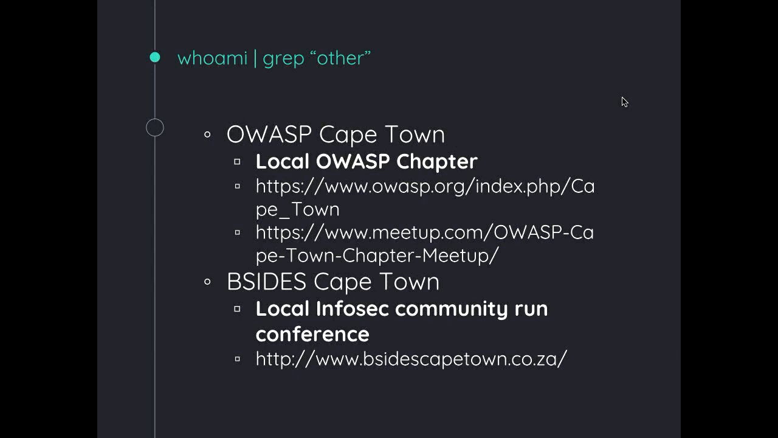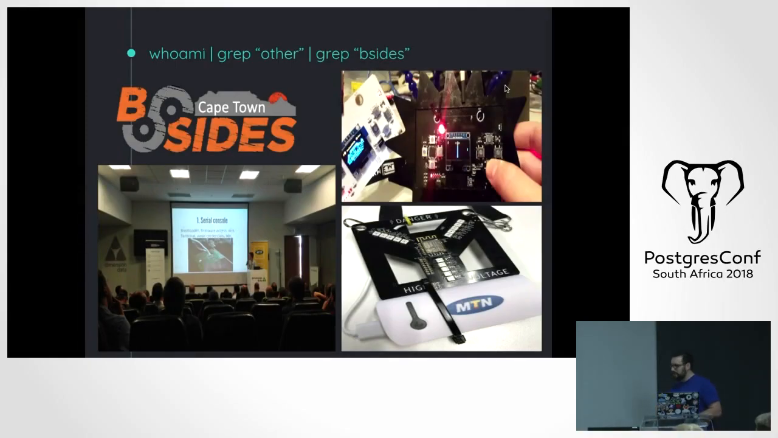What I do in my other time is OWASP Cape Town, the local chapter. There used to be one in Johannesburg, kind of faded out. So we keep it alive in Cape Town, and as part of OWASP, we help BSides, a security conference. It's on the 1st of December in Cape Town. Cheap, community run, lots of fun, and hopefully I can entice you to come.